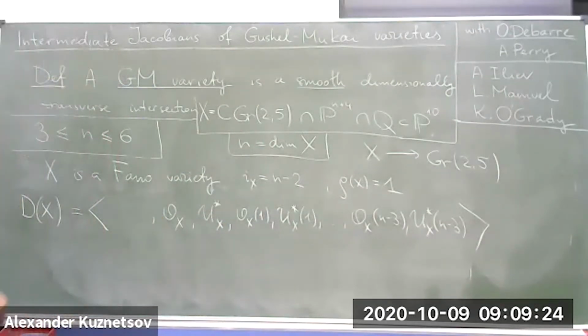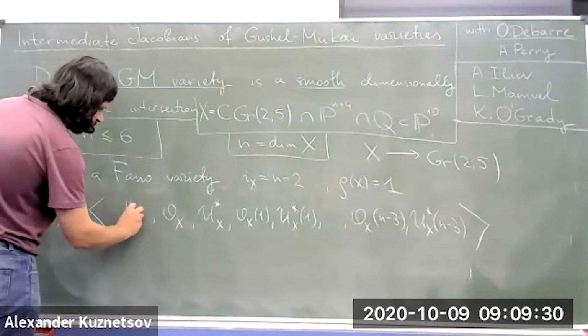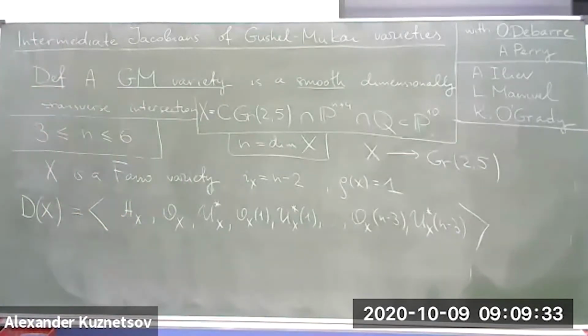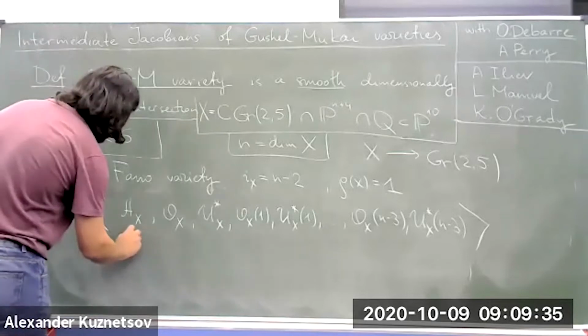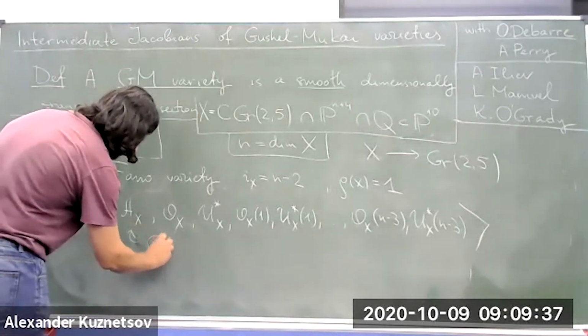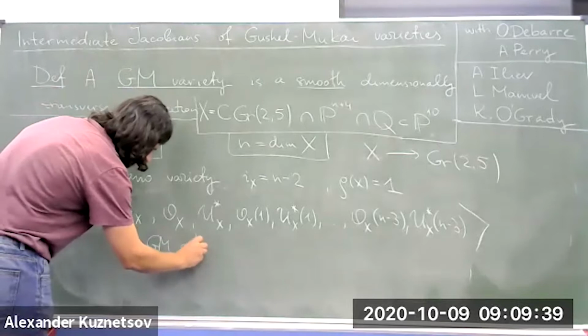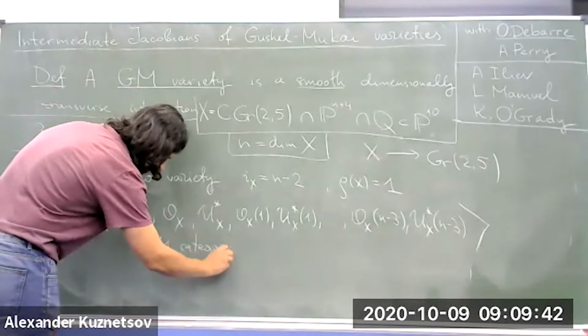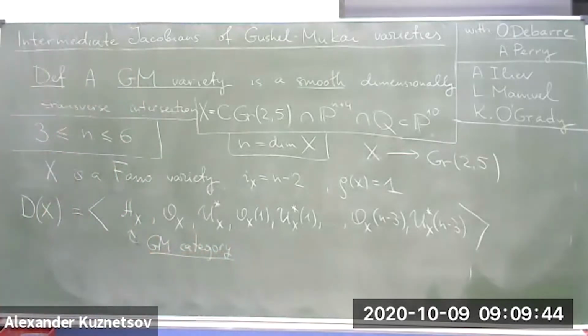And it does not generate the entire derived category. So there is a complementary category, which I will denote by AX, and which we call the GM category. And this category is the analog of the K3 category of a cubic fourfold that was mentioned several times during the conference.